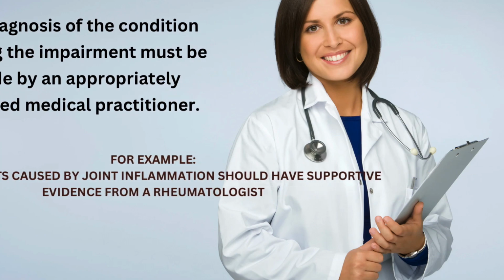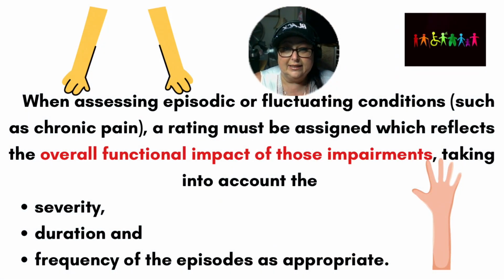from a rheumatologist. When CENTRELINK assesses episodic or fluctuating conditions, such as chronic pain, they basically give it an overall rating on the functional impact from that impairment, which takes into account the severity of the impairment, the duration, and the frequency of the episodes as appropriate.